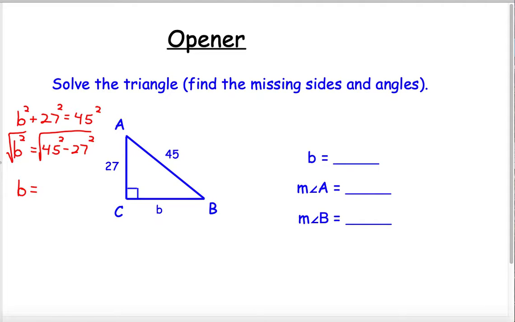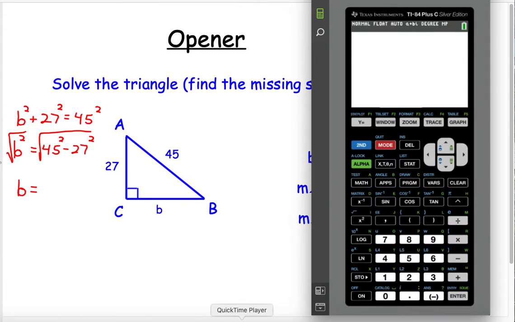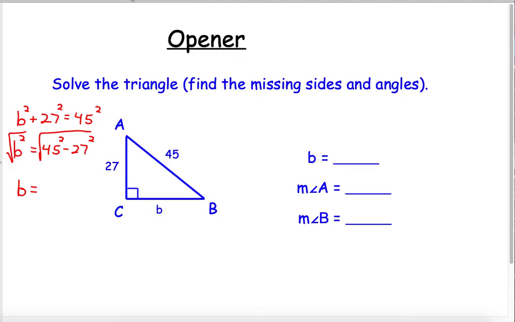And so now I'm going to grab my calculator and put all of that in one entry: square root of 45 squared minus 27 squared. And we get an exact answer this time. You don't always get an exact answer, but the answer is 36. So we found the third missing side. Okay, now let's work on the angles.